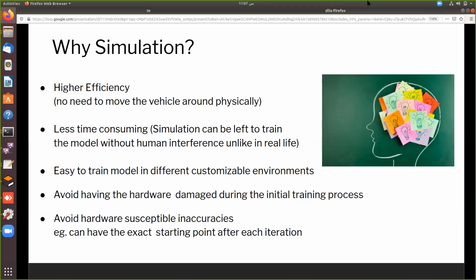Simulating the model and the environment helps us maintain higher efficiency, as there's no need to move the vehicle around physically, and it is less time consuming, as the simulation can be left to train the model without human interference, unlike in the real life setup. It is easier to train the model in different and customizable environments. The simulation also helps us avoid hardware damage during the initial training process, and helps us avoid hardware-susceptible inaccuracies, since we can have the simulation start from the exact starting point after each iteration.